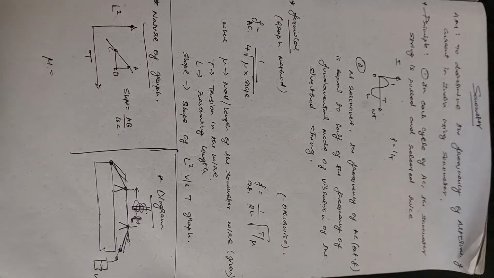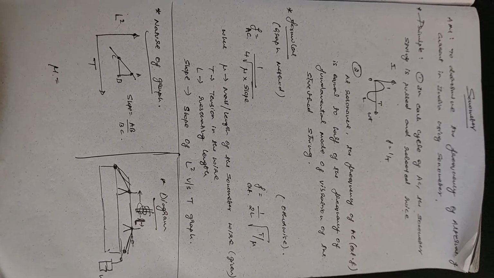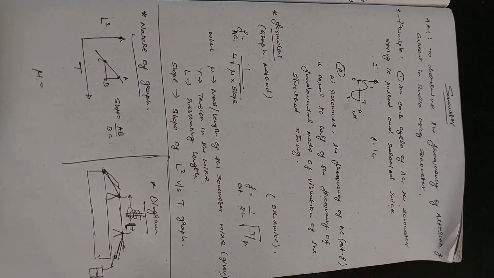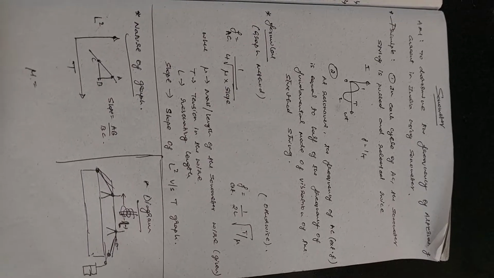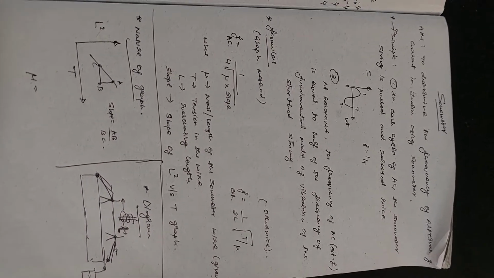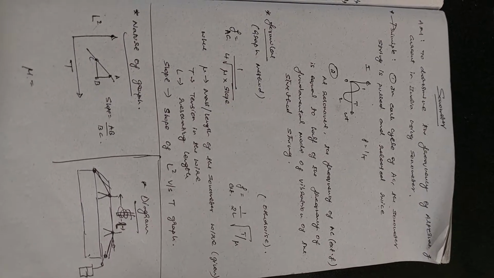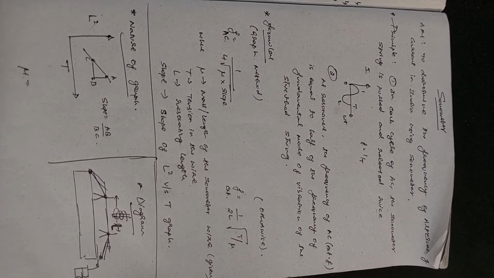So let's start with the sonometer experiment. The aim of the experiment is to find the frequency of alternating current in India using a sonometer. The principle of the experiment is that in each cycle of AC the sonometer string is pulled and released twice, and at resonance the frequency of AC, that is the external frequency, is equal to half the frequency of the fundamental mode of vibration of the stretched string.